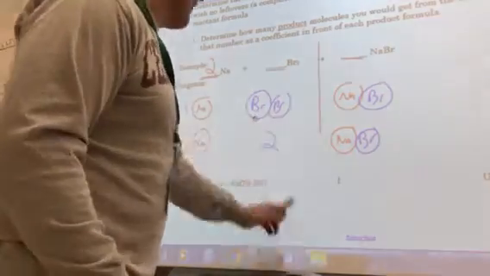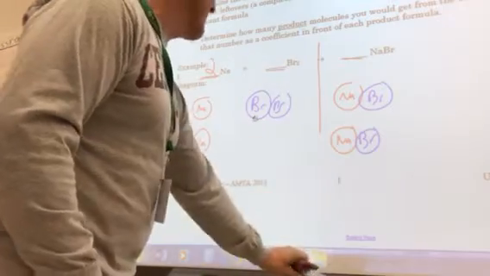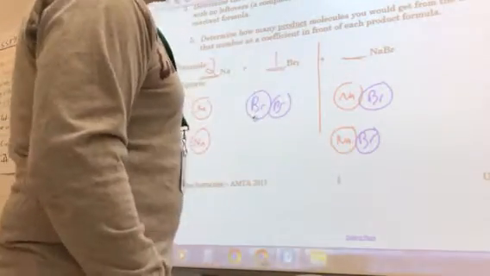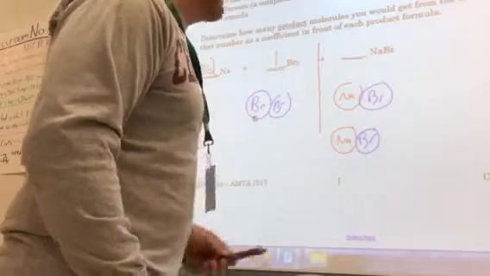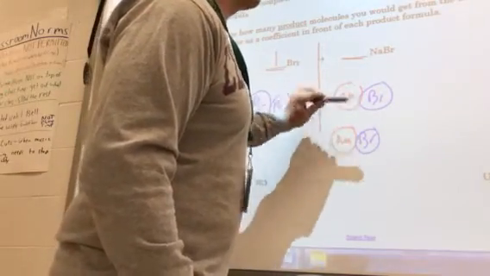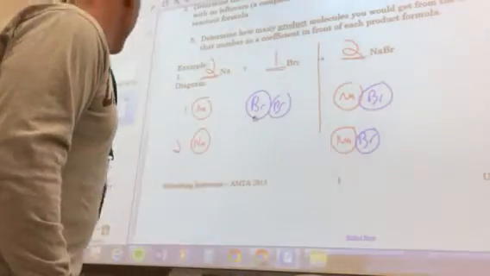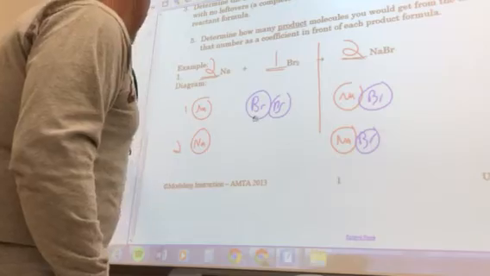I only made 1 of those, so careful. It's 2 Brs, but it's only 1 Br2 molecule. I don't need that coefficient. I'll put it for now. When I'm all done, I made 2 of these formula units, which we usually call molecules. That's a balanced equation.